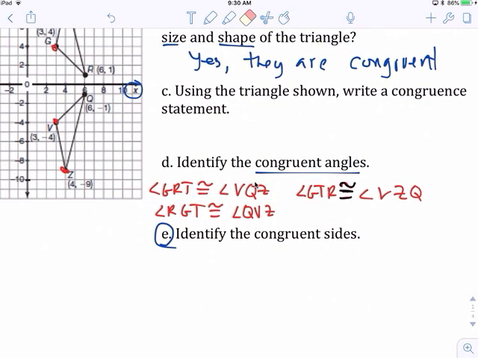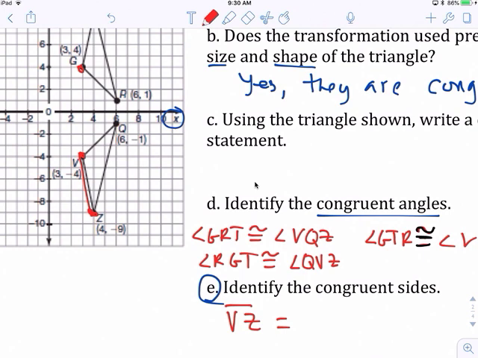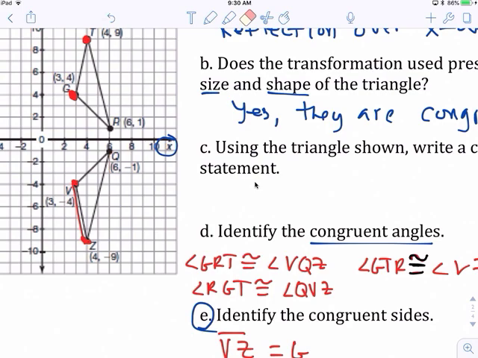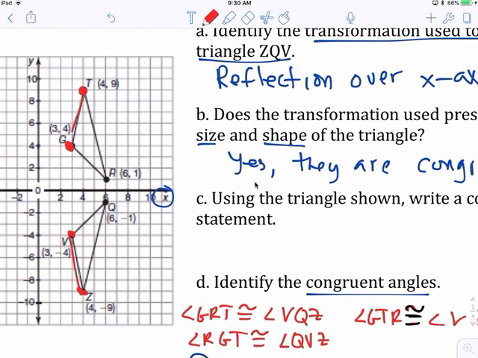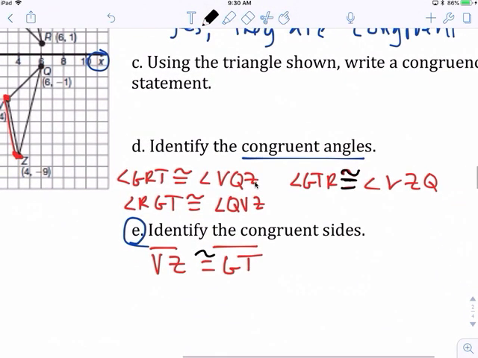Congruent sides, okay? I'm going to say VZ. That side, VZ, is congruent to, I started out V first, so I need to start out with G first, G to T. Right there. G to T. Sides. Congruent. If you write the equal sign, you'll get a 2 instead of a 4. You need to write a congruent sign.